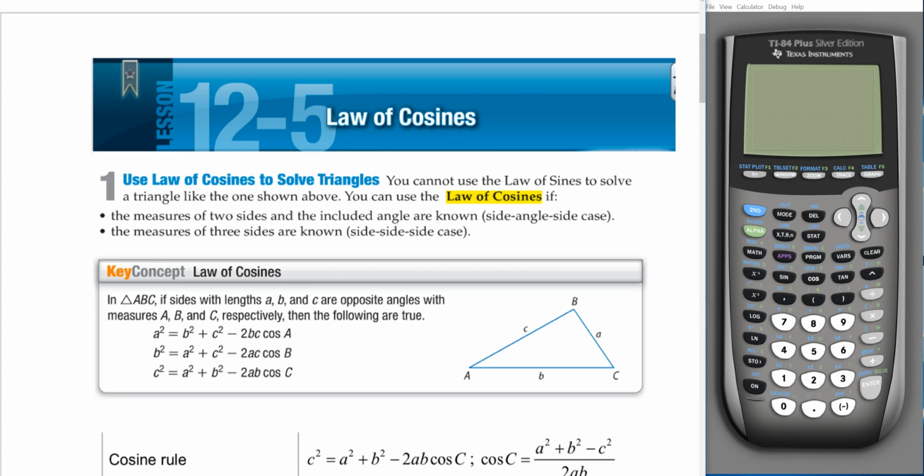Law of cosines. So much like the law of sines, law of cosines is used to solve triangles. What's the difference between this and law of sines? We use law of cosines when we have no pairs. So if we have a pair, like an angle and its side, you're going to use law of sines. If you don't have any pairs, like you have all sides, or you have two sides and an angle that doesn't connect, then we're going to use law of cosines.